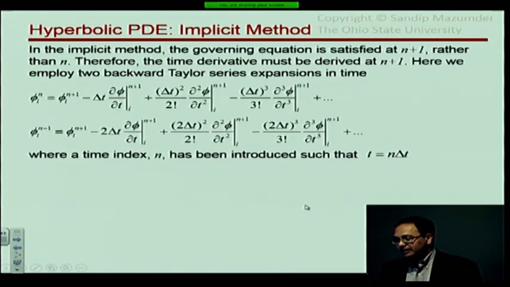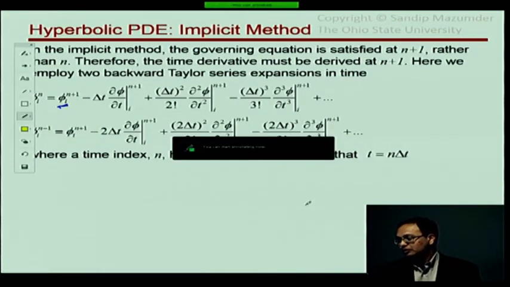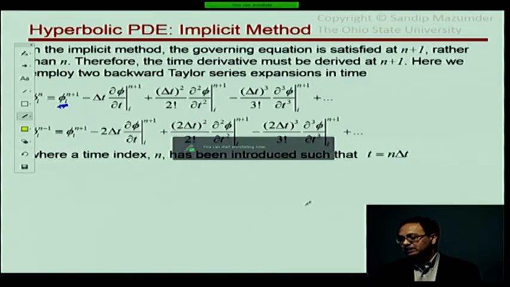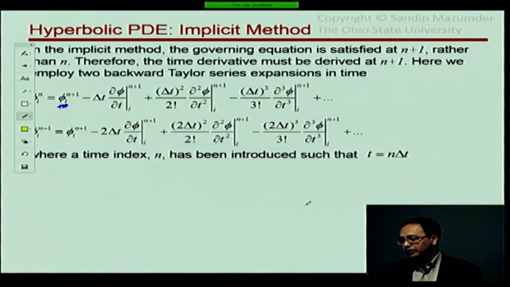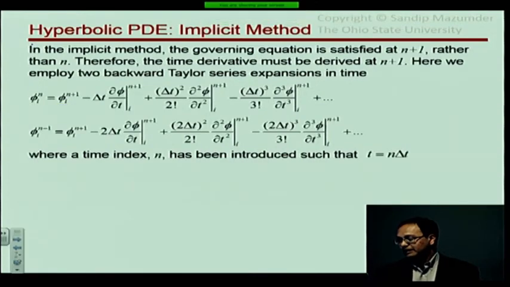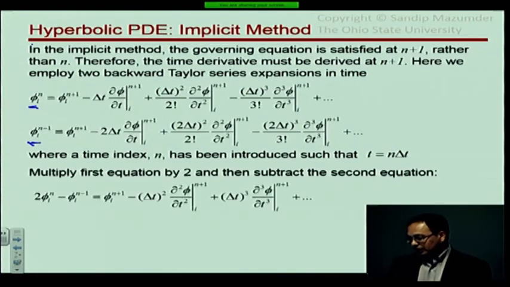Same idea. We start with Taylor series expansions, but because this is an implicit method, a backward Euler method, we can use only backward Taylor series expansions, which is what we are doing here. We are going back in time, expanding about the present being n+1. Here we go 1 time step back in time, and here we go 2 time steps back in time. We multiply the first equation by 2 and subtract the second equation.